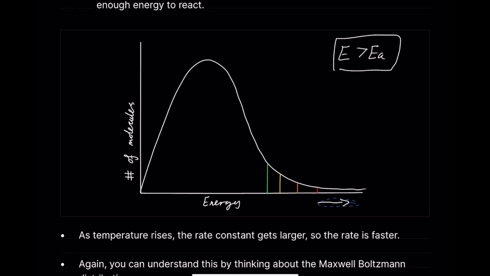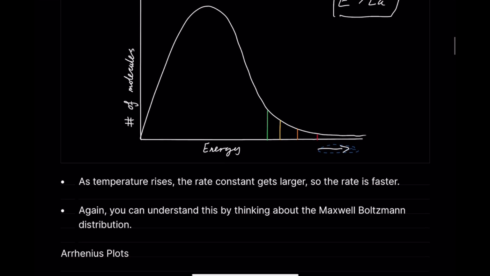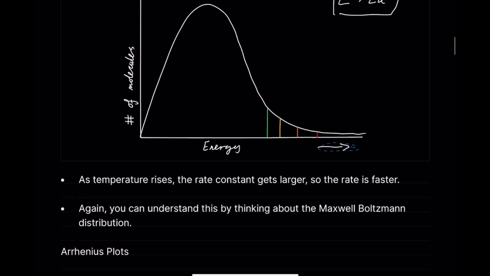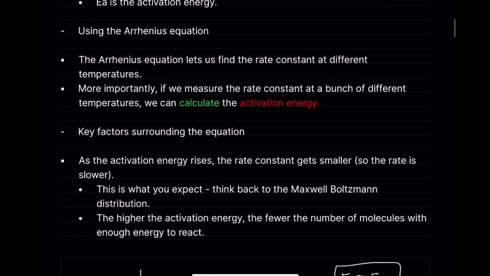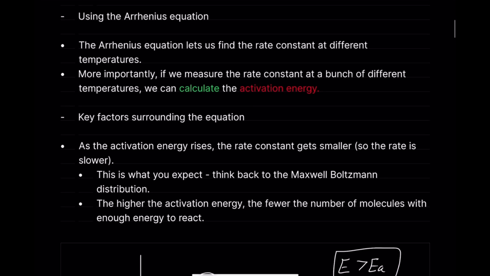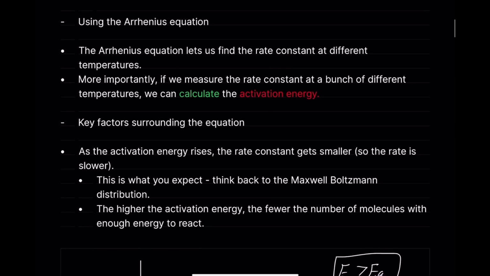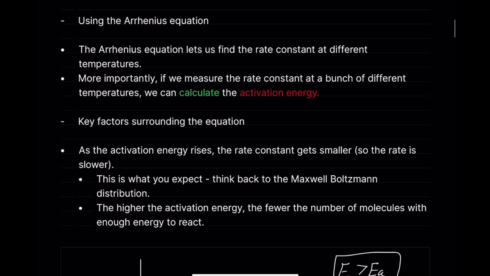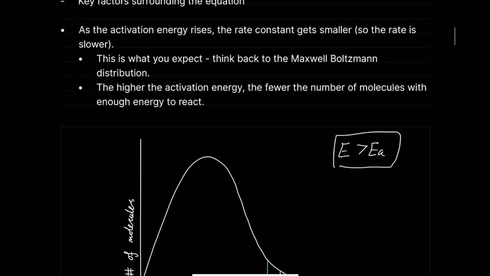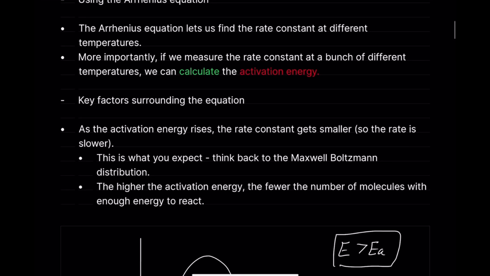So as temperature rises, the rate constant gets larger, so the rate is faster. Right? It's because, remember, it's temperature dependent. These are important things we have to understand. If you understand the Maxwell-Boltzmann distribution curve, this is no problem to you.